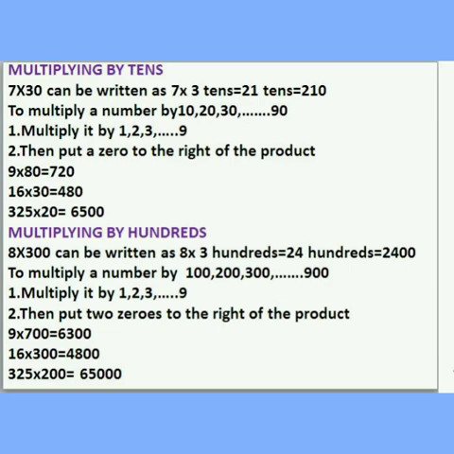Next, multiplying by hundreds. 8 into 300 can be written as 8 into 3 hundreds, which is equal to 24 hundreds, equal to 2400. So, to multiply a number by 100, 200, 300 up to 900, first you have to multiply it by 1, 2, 3 up to 9. Next, put two zeros to the right of the product. For example, 9 into 700 equal to 6300. 16 into 300 equal to 4800. 325 into 200 equal to 65,000.